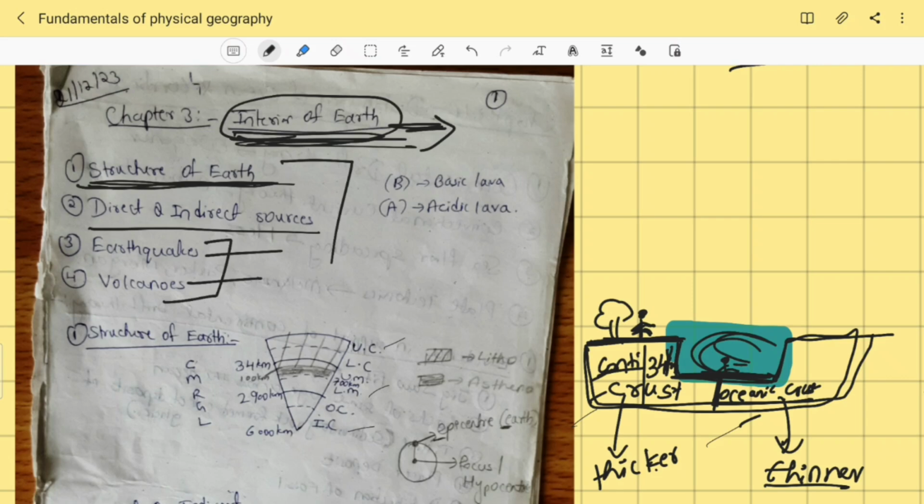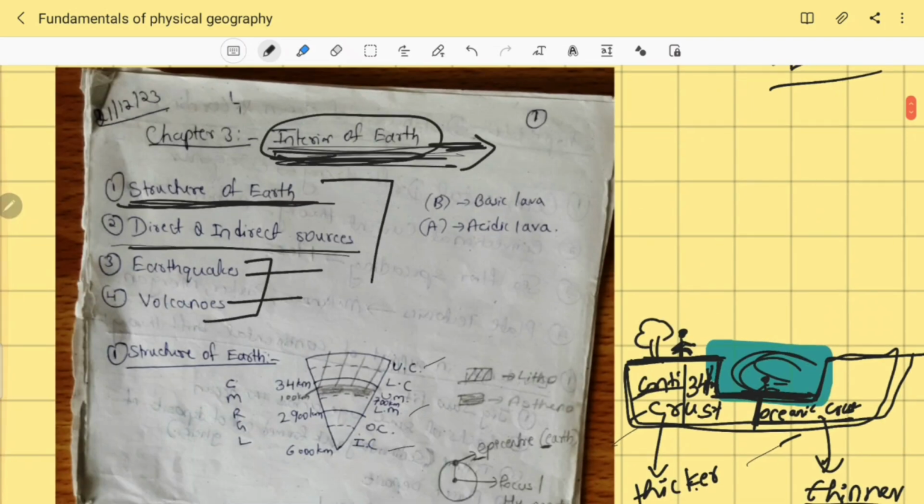Next, let's move to the second topic, that is direct and indirect sources. What are the sources from which you can know about the interior of the earth? See, at home also, if we want to know something about someone, there are some sources from where we get to know about things. In the same way, if you want to know about the interior of the earth, what are the sources? There are some direct sources and some indirect sources.